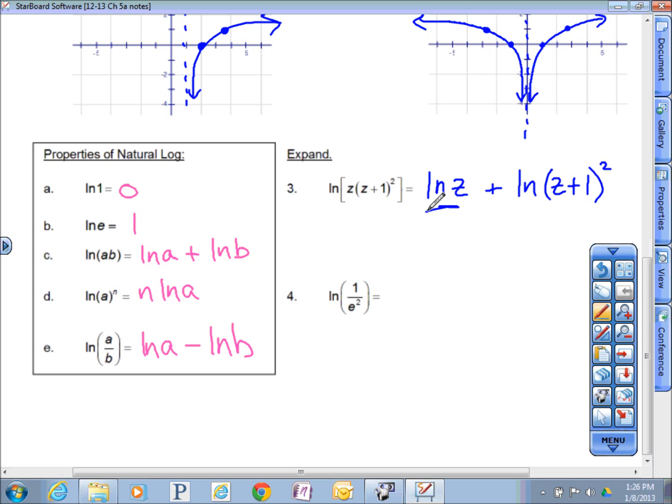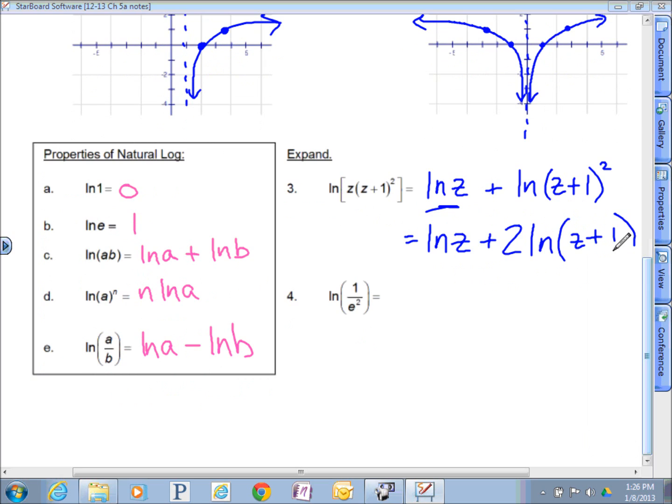So now I also see that coefficient of a 2. I can rewrite that also, natural log of z plus 2 natural log of the quantity z plus 1. So there's my first problem. I've done it. I rewrote it. That one's been expanded.